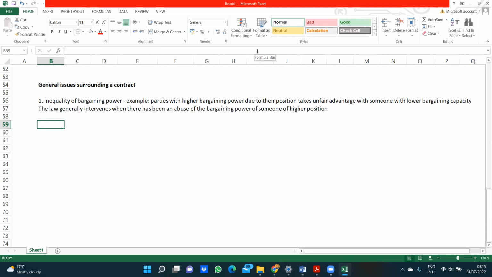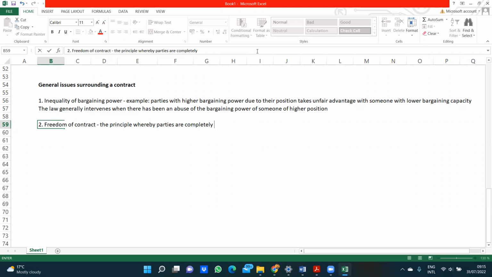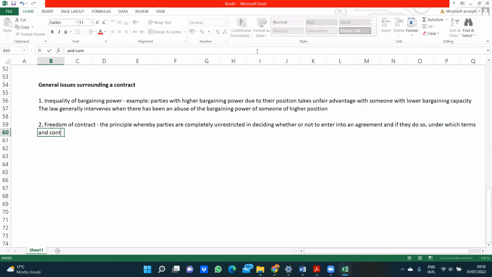Second, freedom of contract. Freedom of contract is the principle whereby parties are completely unrestricted in deciding whether or not to enter into an agreement, and if they do so, under which terms and conditions.